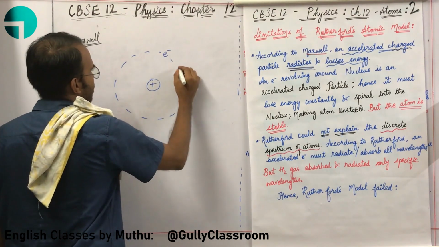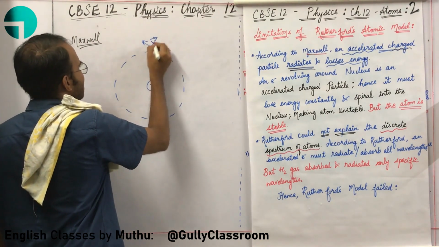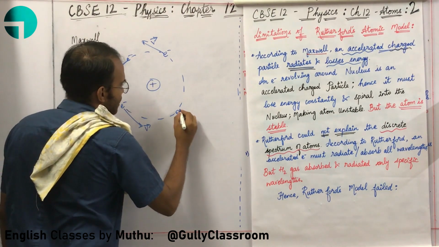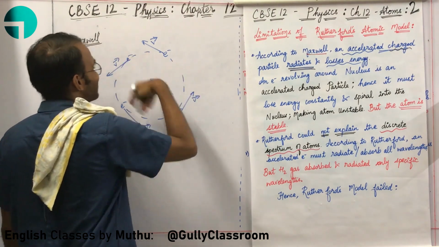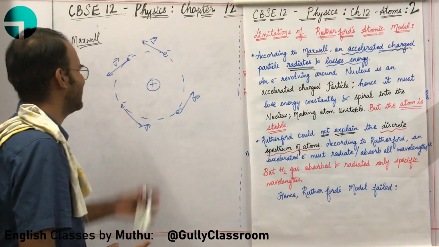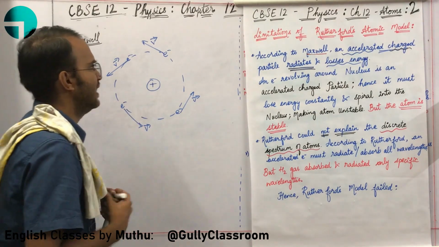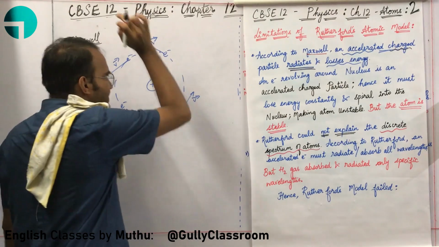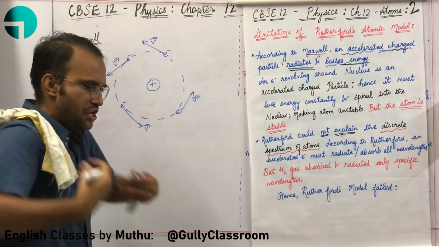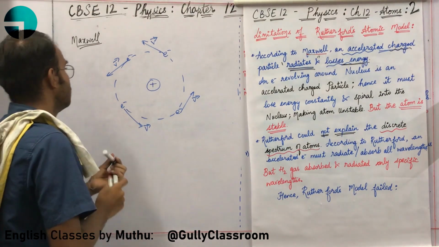So this particular electron is always accelerating. Why? Because here its velocity direction is this. Here its velocity direction is this. Here its velocity direction is this. So the electron while rotating is constantly changing its velocity direction. Hence velocity direction is changing means the electron is accelerating. Electron is obviously a charged particle. So according to Maxwell, an accelerated charged particle like this electron is radiating and losing energy. So here this electron is losing energy.